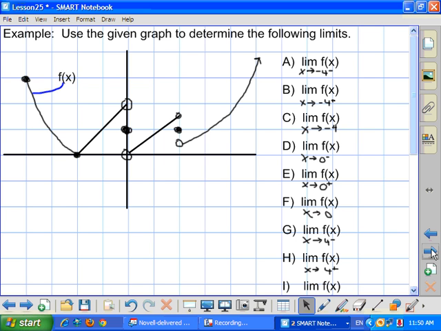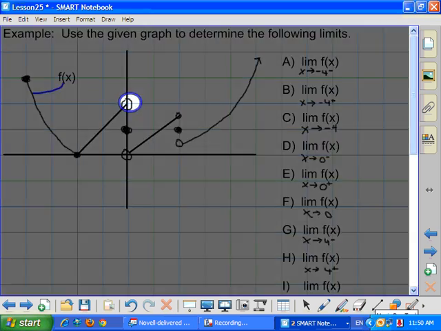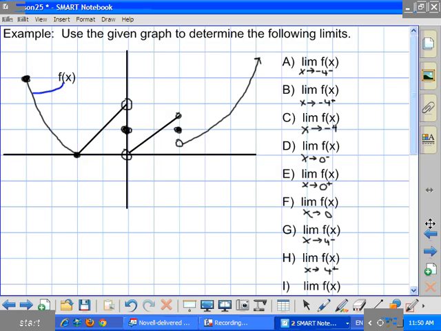So that's the function f of x. Solid dots mean that that's the value in question. Anytime you have an open dot, it just means that the function ends there. It doesn't include the value. In this case, the value would be right there. So we're going to talk about that as we go.